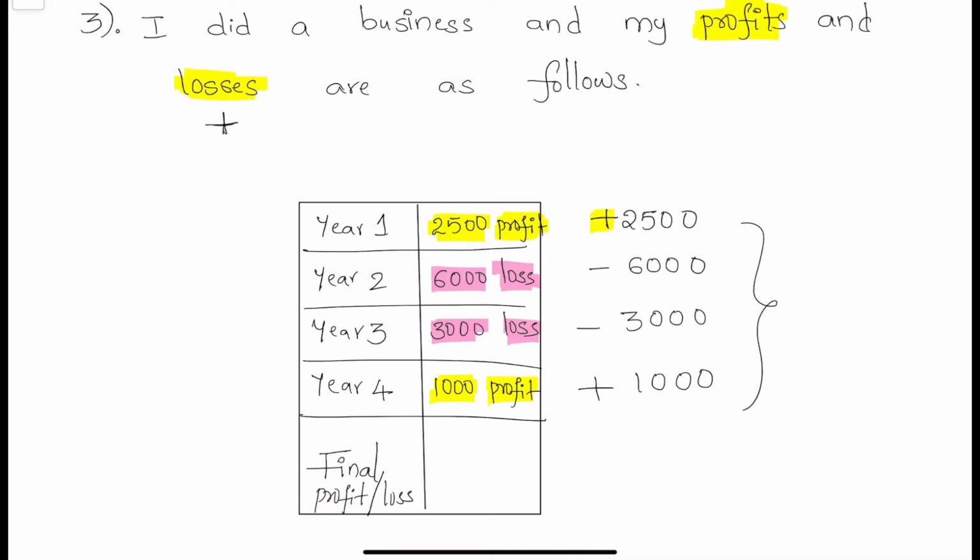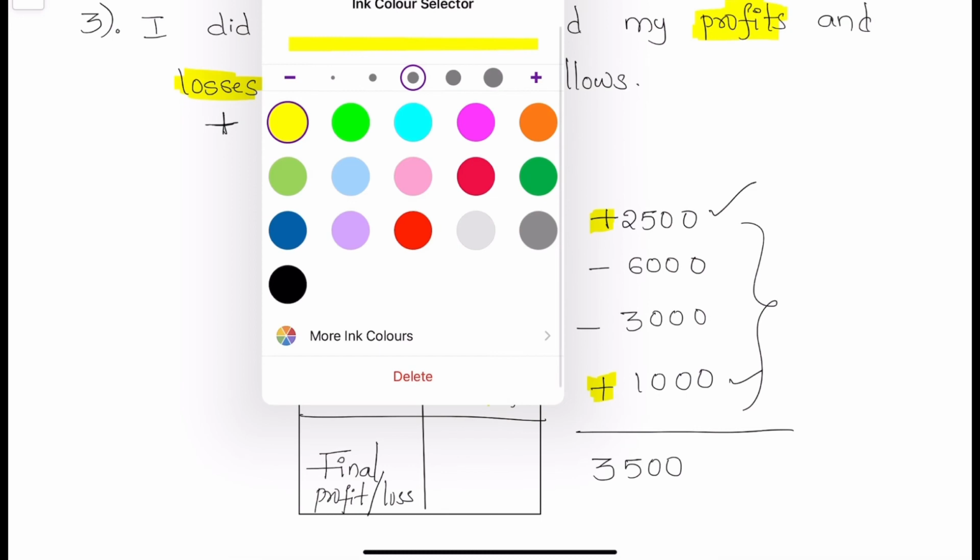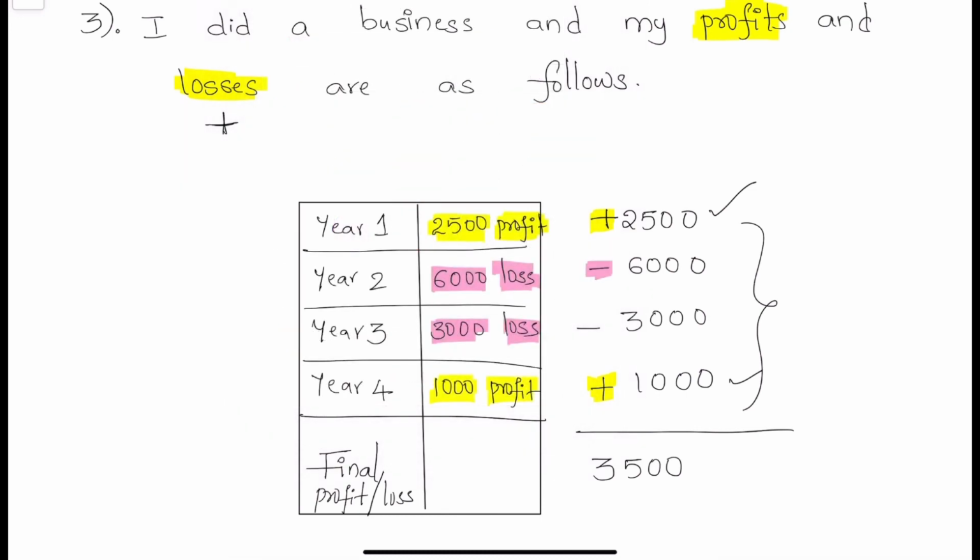Now adding all these numbers, finally what will my answer be? My answer will be positive or negative. That's what I need to know. There are 2 positives here and 2 negatives. So first let me start from the top. I have 2,500 which is positive and 1,000 which is positive. So I totally got a 3,500 positive. So the positive numbers are 3,500. And what are the negative numbers? The negative numbers are negative 6,000 and negative 3,000, which should be negative 9,000.